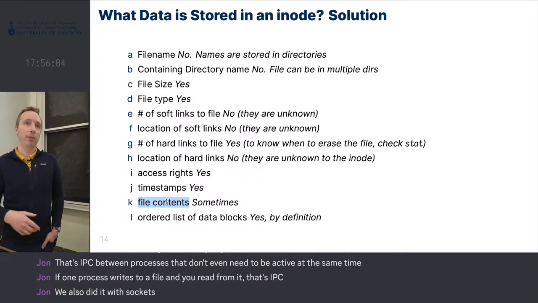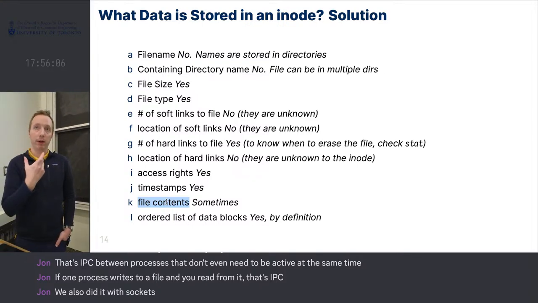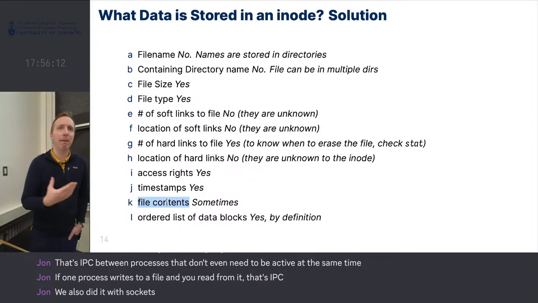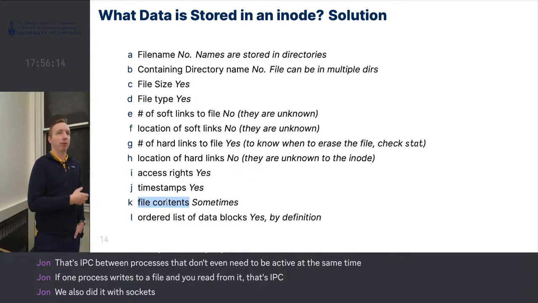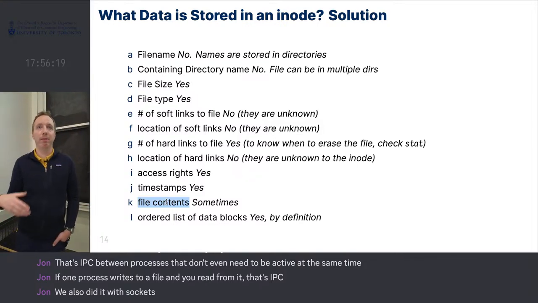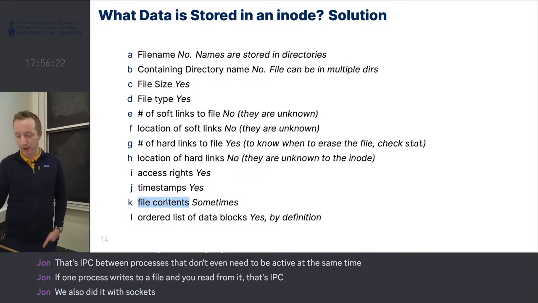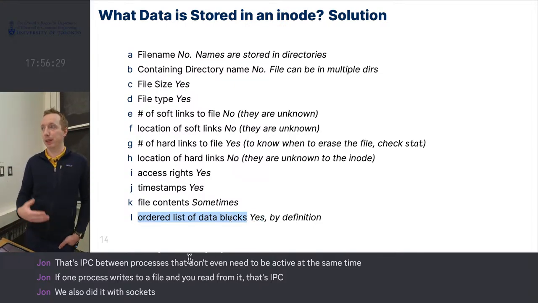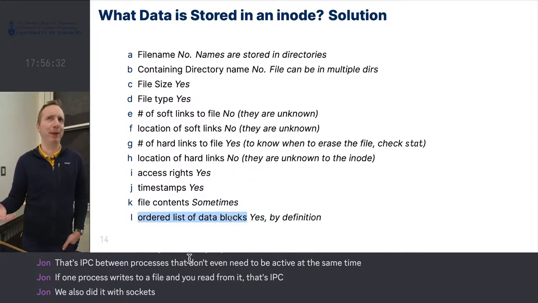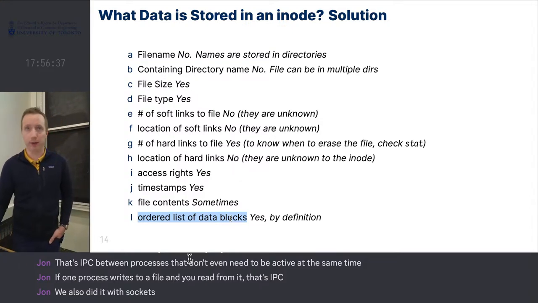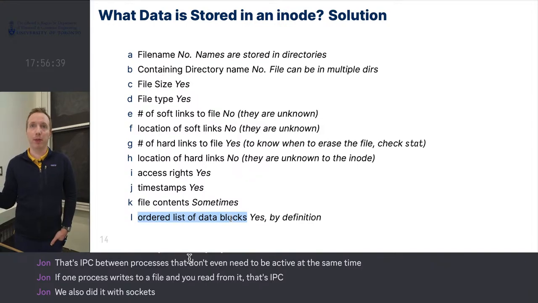And the file contents are sometimes stored in the inode itself. So you will find this optimization for symlinks that are very, very small. Instead of pointing to a block, if you're only storing like 8 bytes of data, there's no point consuming an entire 4 kilobyte block when there's some extra room on the inode itself. You can just store it on the inode. And then the ordered list of data blocks, well, that is what an inode is basically there for. It's to tell you where the contents of this file actually exist on the disk. So any questions about that?